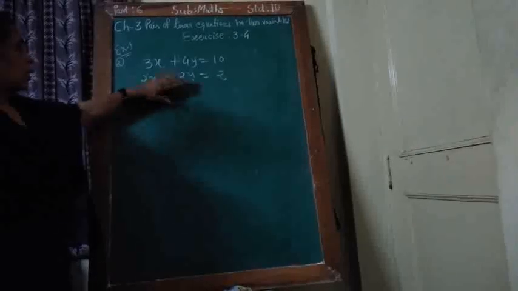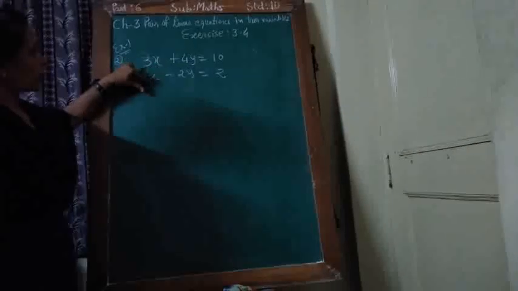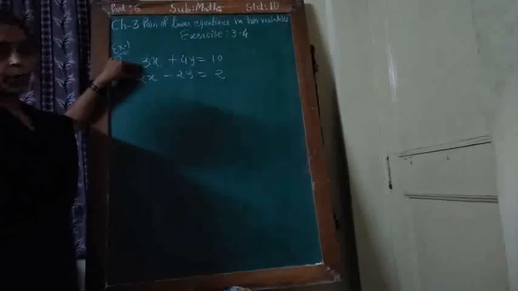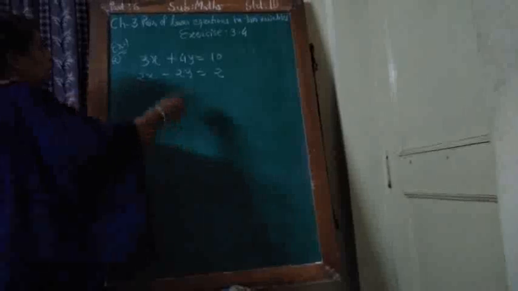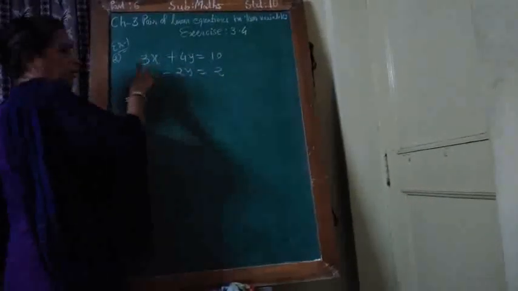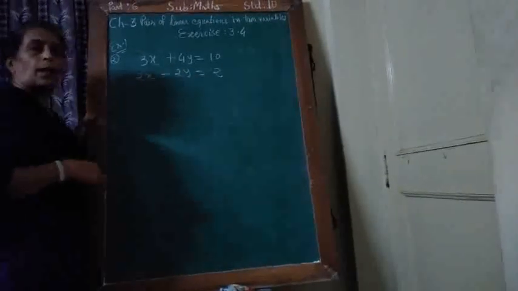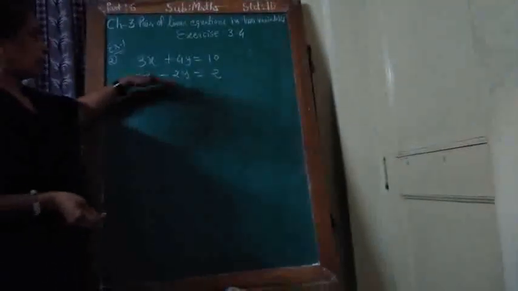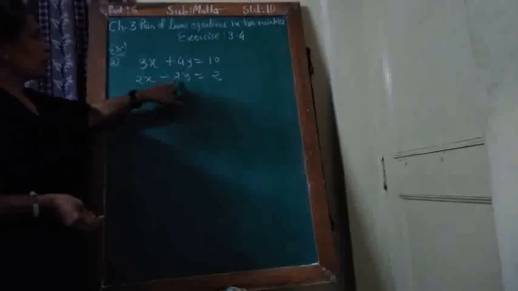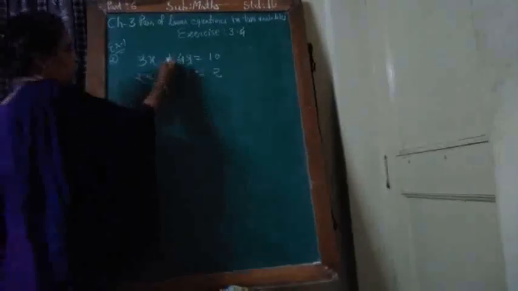Okay. And some may think like this: to make the coefficient of x the same, what is the LCM of 3 and 2? 6. So some may multiply by 2 here and 3 here, and the coefficient 6 becomes the same, and after that you have to change the sign, and that way also you can do. But the better thing is to make the coefficient of y the same. It is very easy because the opposite sign is already there.